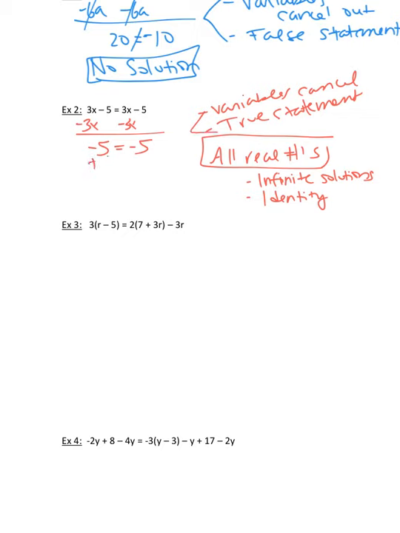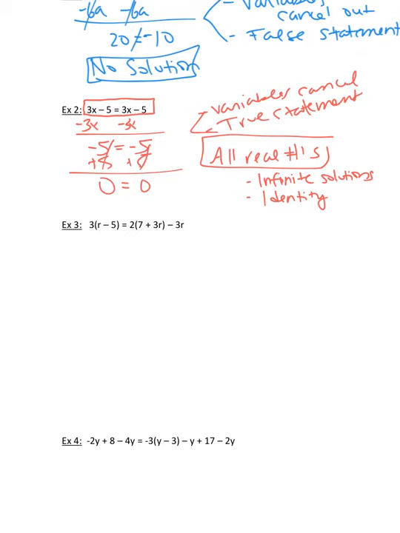If I kept going, I add 5 to both sides, I get 0 equals 0, another true statement. Okay, but what you'll notice is that in the very beginning, the two sides are identical. So you didn't actually have to go through any steps. You could just say all real numbers.